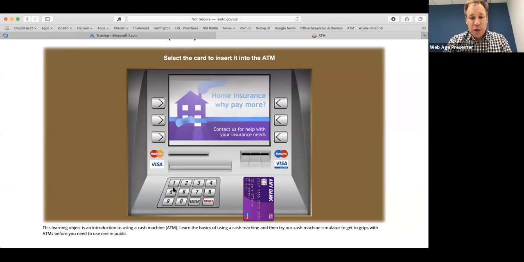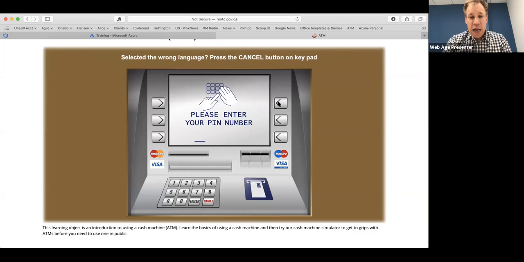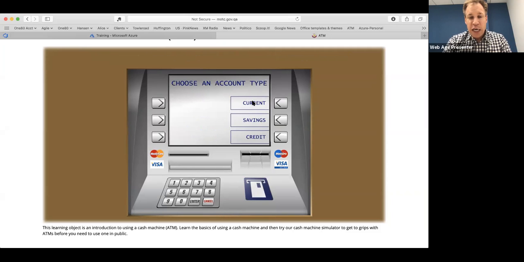If I put in a PIN number and choose English, it's checking my PIN and I'm on the choose an account type screen. This is where we're going to start. This is the starting point. So the story that we're going to write is, as a user, I would like to be able to withdraw $100 from my savings account. And this is a simple story.